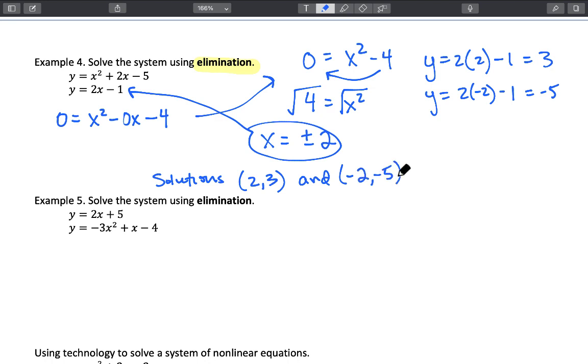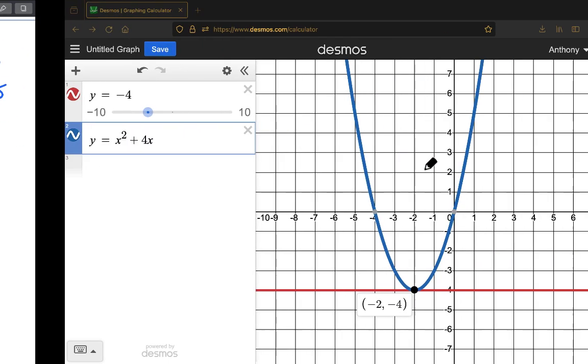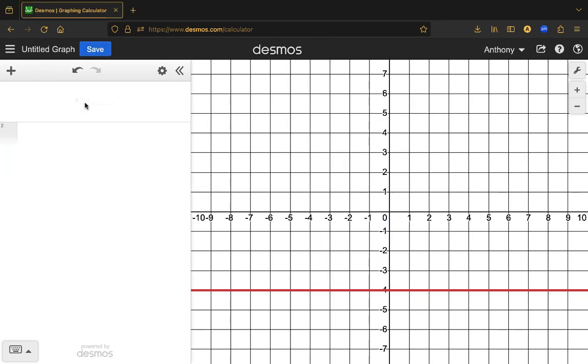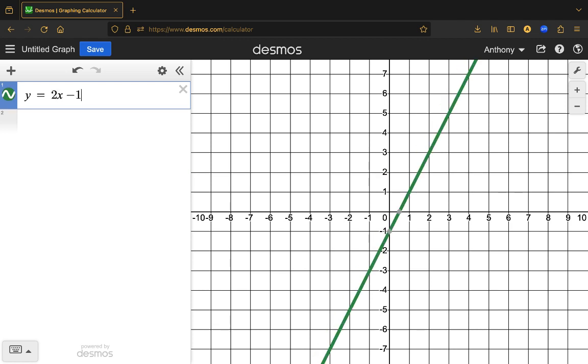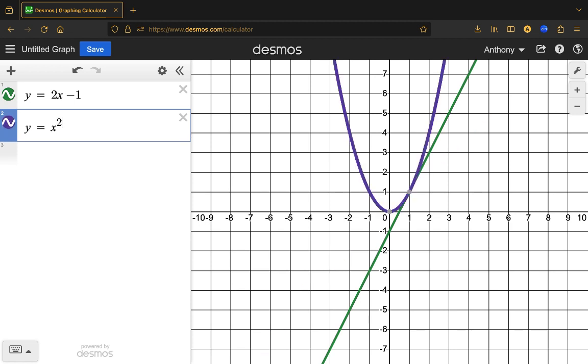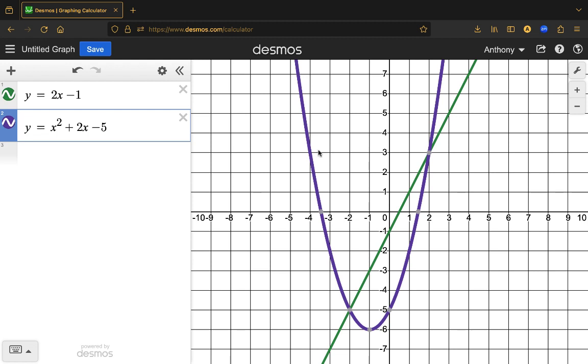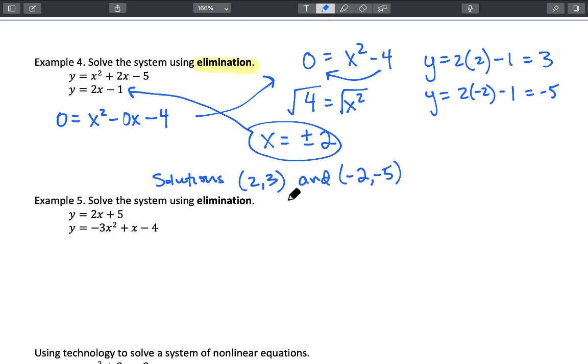So let's just confirm that on Desmos. We'll go ahead and we'll graph those two equations. Y equals 2x minus 1. And the other equation was y equals x squared plus 2x minus 5. All right, and you can see those 2 points of intersection are 2 solutions. There's negative 2, negative 5, and the other one here at 2, 3. And that confirms what we found algebraically.